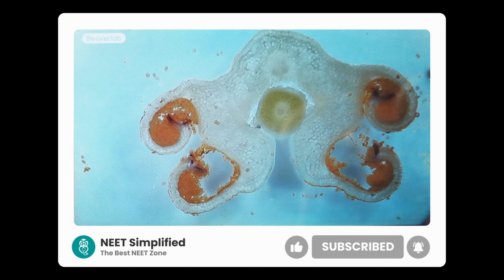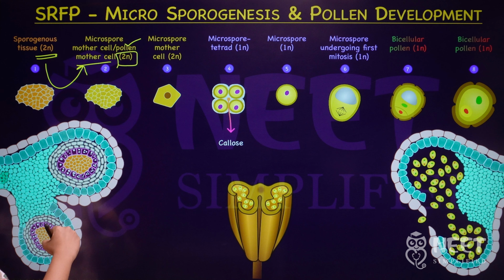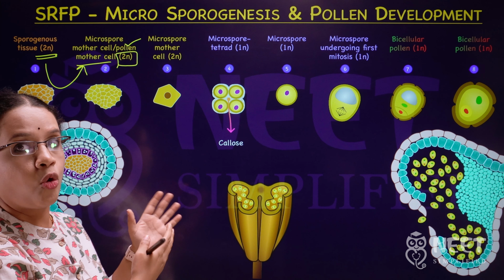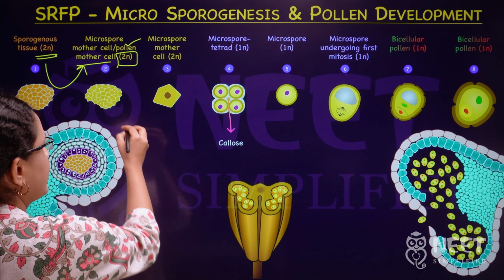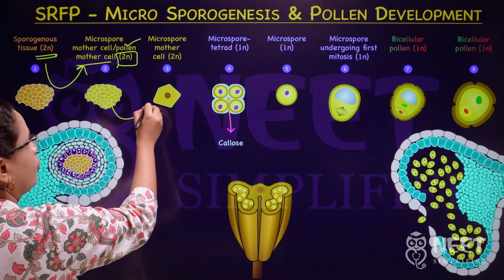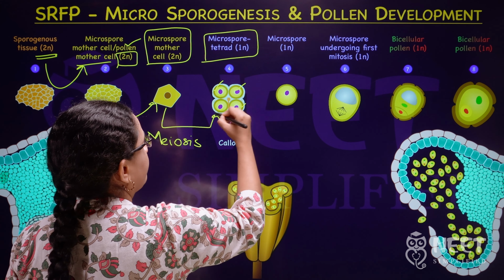Let's begin with the sporogenous tissue, which is diploid in nature. This is going to be transformed into the microspore mother cell, also called the pollen mother cell, which is also diploid. How will we understand the whole tissue? Let's consider one microspore mother cell. This is undergoing meiosis. It undergoes a meiotic division, and you have a microspore tetrad, that is 4 cells. Then we get 4 daughter cells, each haploid in nature.